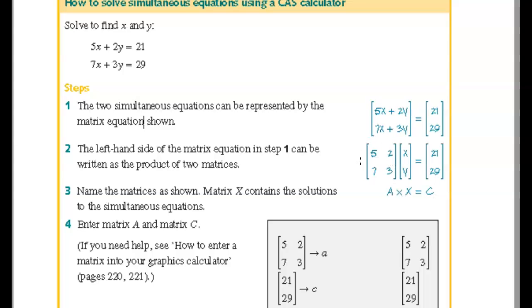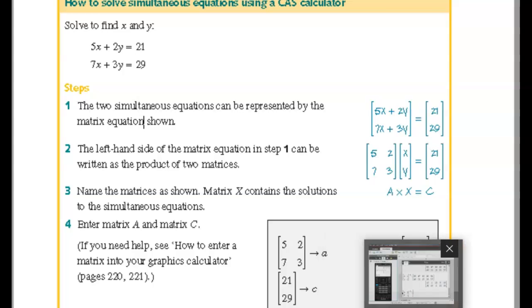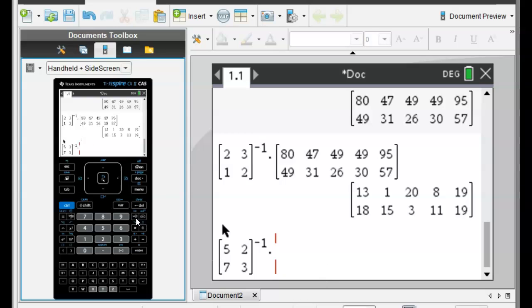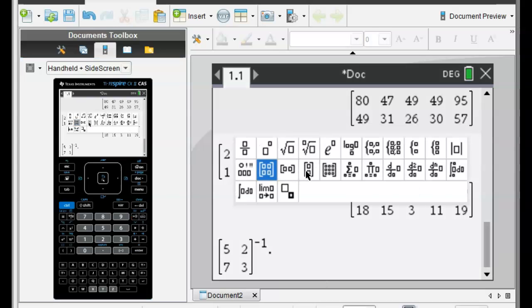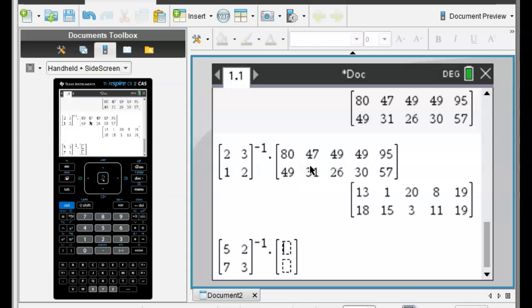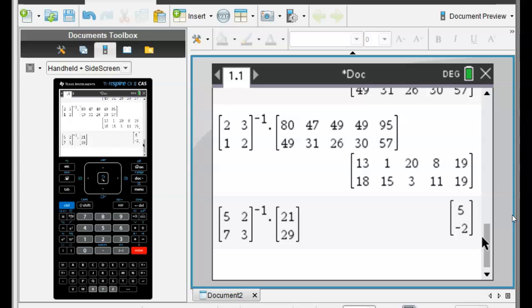So effectively, I've moved this matrix, the 5, 2, 7, 3, over to the right-hand side by taking the inverse. Okay, so we multiply by 21, 29. And there's our solution. So that means x equals 5 and y equals -2.